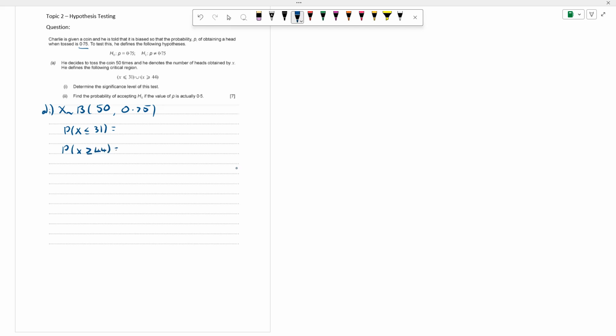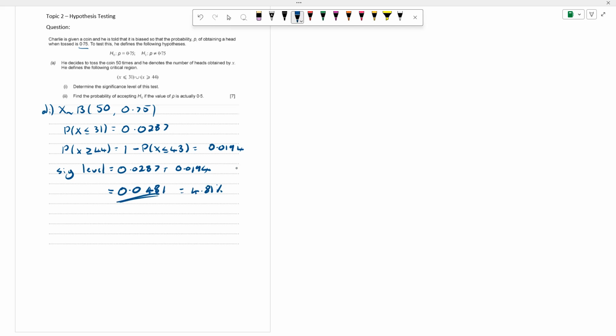Now the first one I can go straight to my calculator and it's going to give me 0.0287, whereas this one here, I'm going to have to do 1 minus the probability that X is less than or equal to 43, which comes out as 0.0194. Okay, now my significance level is simply going to be adding these 2 up. So 0.0287 plus 0.0194. I'm going to plug that in my calculator. It gives me 0.0481. You could change it into a percentage if you want, but generally we can just leave it as a decimal, unless it states otherwise.